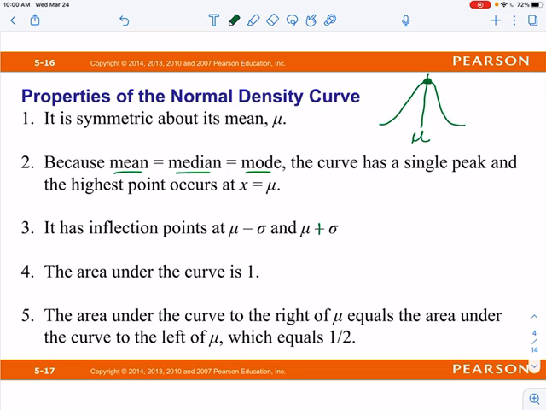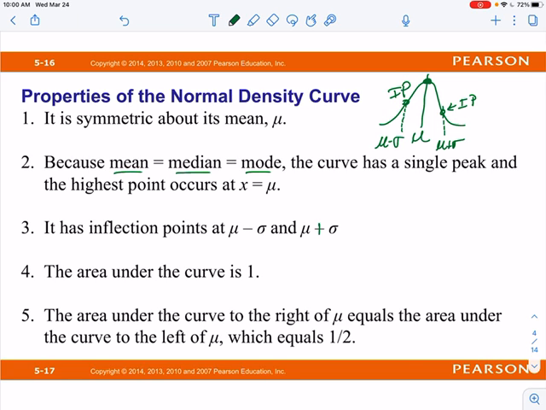Again, you don't need to know anything else about the inflection point besides that it happens right here, inflection point IP, and here, sorry, that's 1 standard deviation. And that is your other inflection point. That's all you need to know about it.